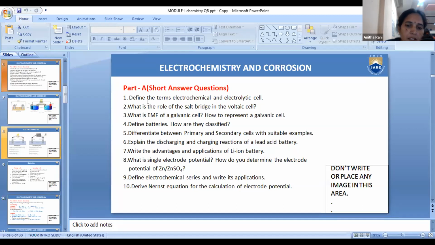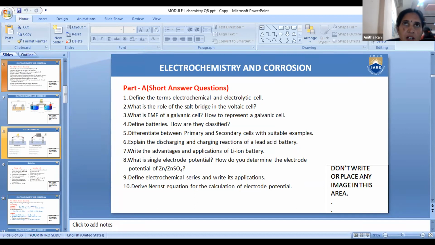Define the terms electrochemical and electrolytic cell. What is an electrochemical cell? It converts chemical energy into electrical energy. A cell which converts chemical energy into electrical energy. Electrolytic cell? It converts electrical energy to chemical energy.